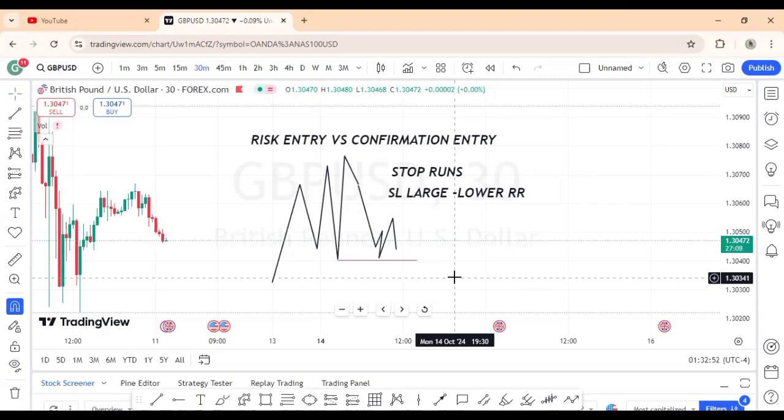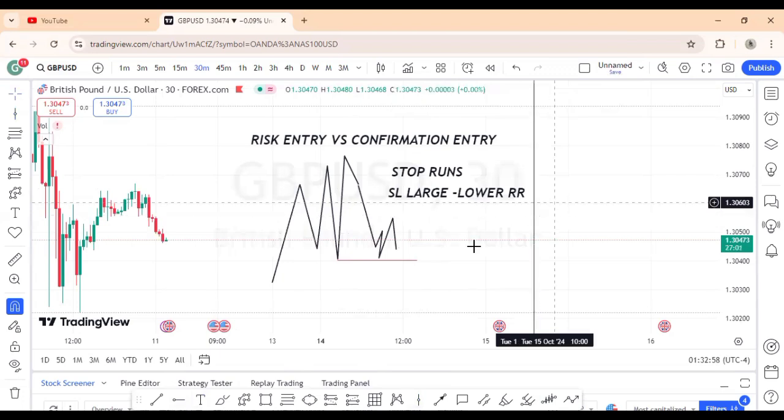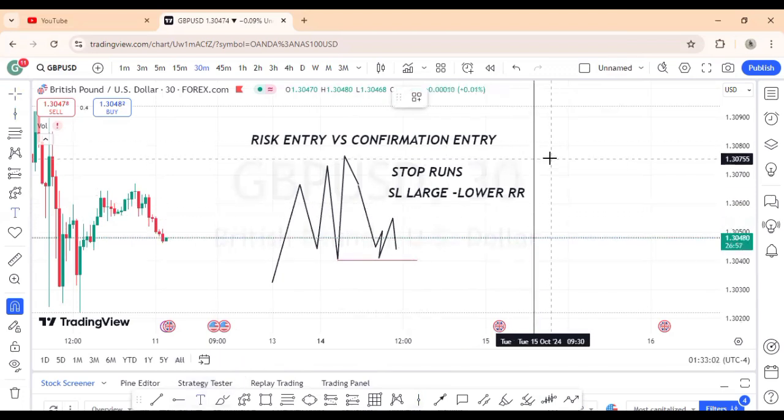Now let's talk about the good part of using risk entry. I just want to examine this so I can know the kind of trader you are, right? The advantage of this is that you don't miss the move. You capture the move. So what do I mean by this?